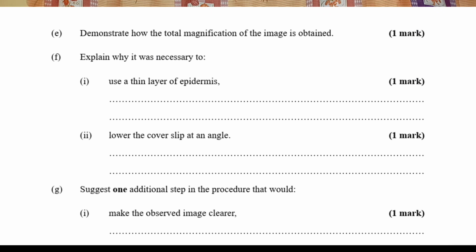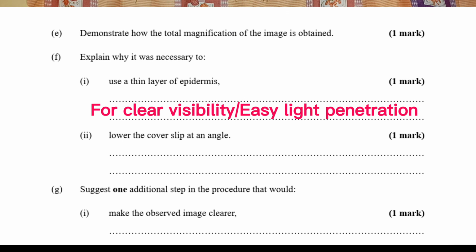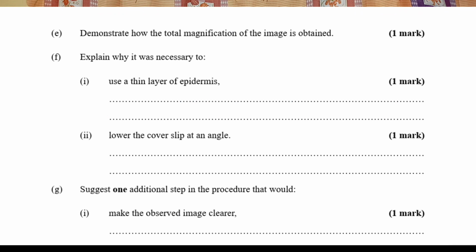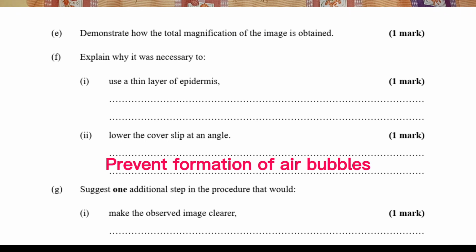Explain why it was necessary to use a thin layer of epidermis. To allow light to pass through, transparent for clear visibility. Roman 2. Lower the cover slip at an angle. Prevent formation of air bubbles.